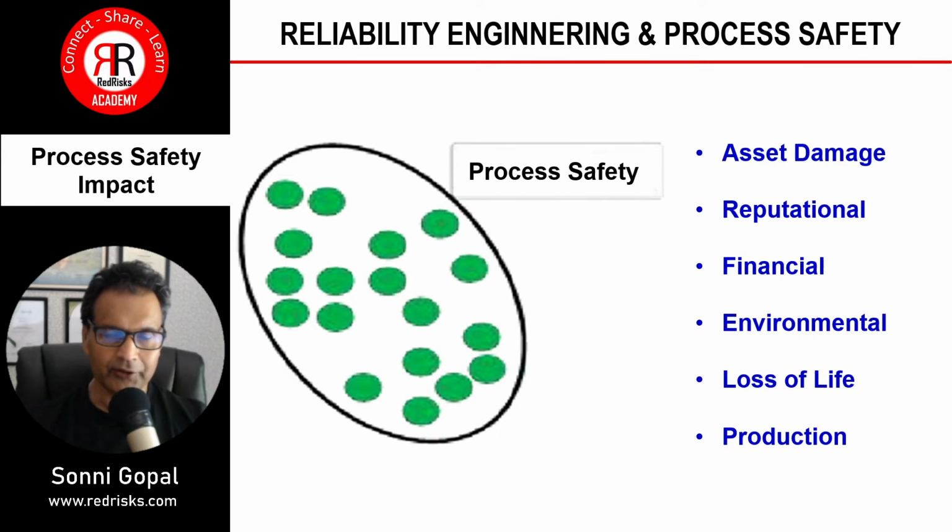Now let's look at process safety impacts. Process safety has far wider reaching impacts than occupational safety. In occupational safety, you're looking at individual issues or impacts such as slips, trips and falls and accidents therein. But process safety has far wider reaching impacts in terms of asset damage, reputational, financial, environmental, loss of life and also production. As you can see, if you have a process safety incident, then it is of course far more catastrophic in terms of impact and also wider reach.